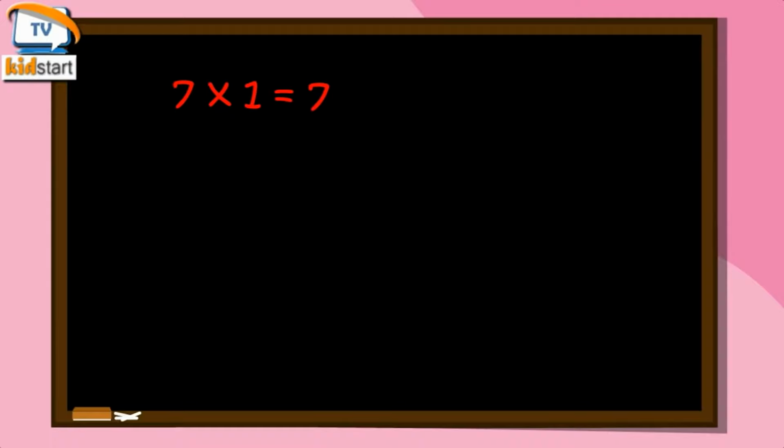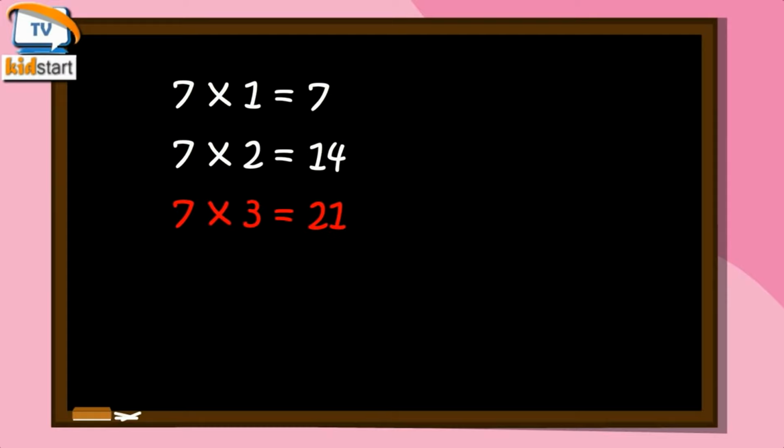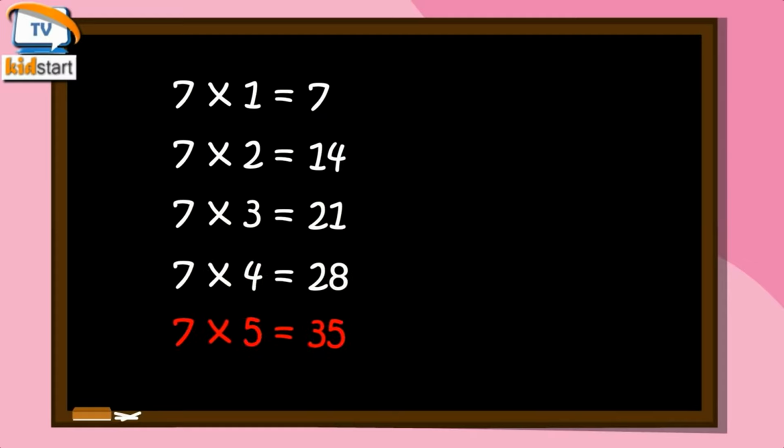Seven ones are seven. Seven twos are 14. Seven threes are 21. Seven fours are 28. Seven fives are 35.